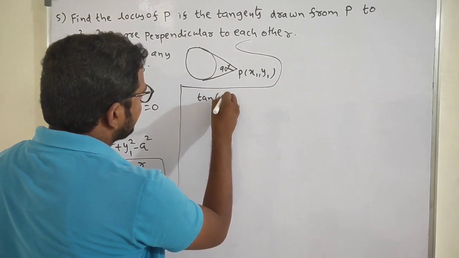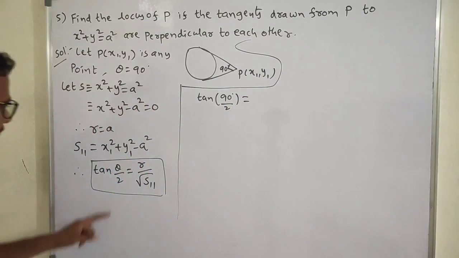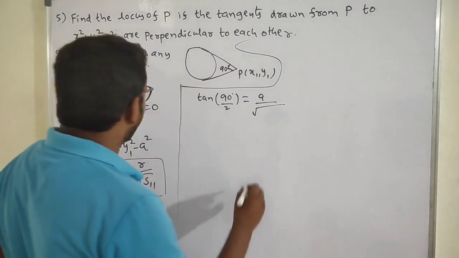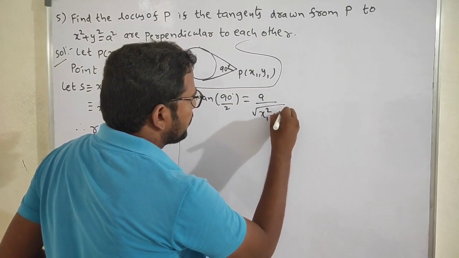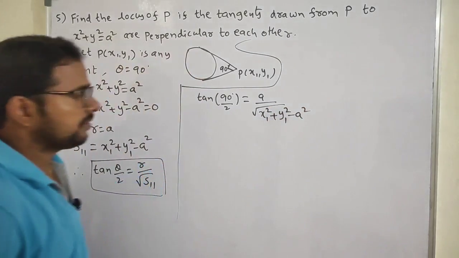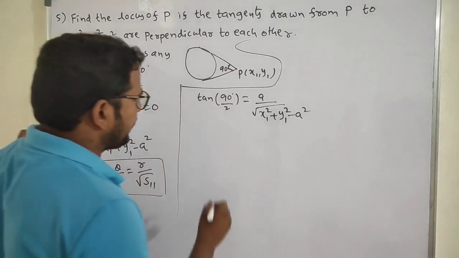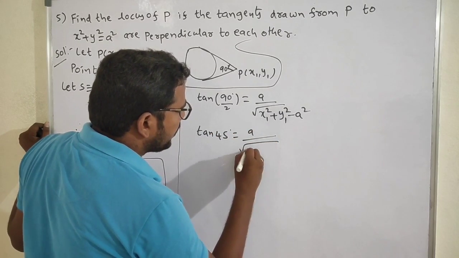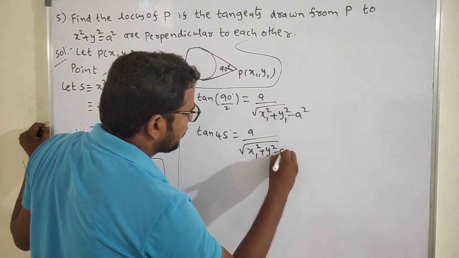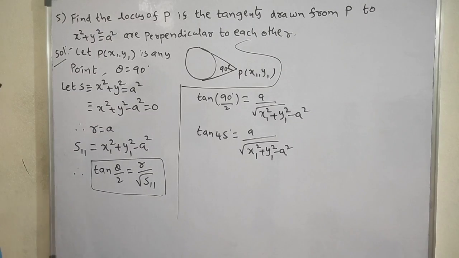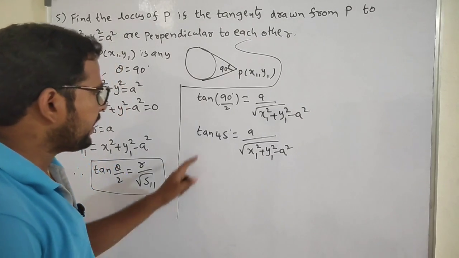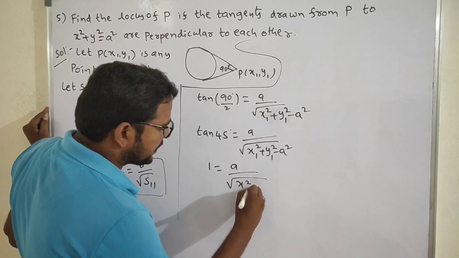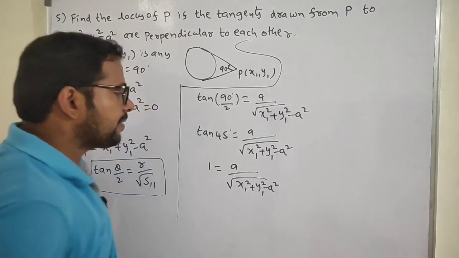Tan 90 degrees by 2 is equal to r by root S11. What is the radius? r is equal to a. So a by under root S11, where S11 is x1 squared plus y1 squared minus a squared. 90 by 2 is 45, so tan 45 degrees equals a by under root x1 squared plus y1 squared minus a squared. The value of tan 45 degrees is 1. So 1 equals a by root over x1 squared plus y1 squared minus a squared.